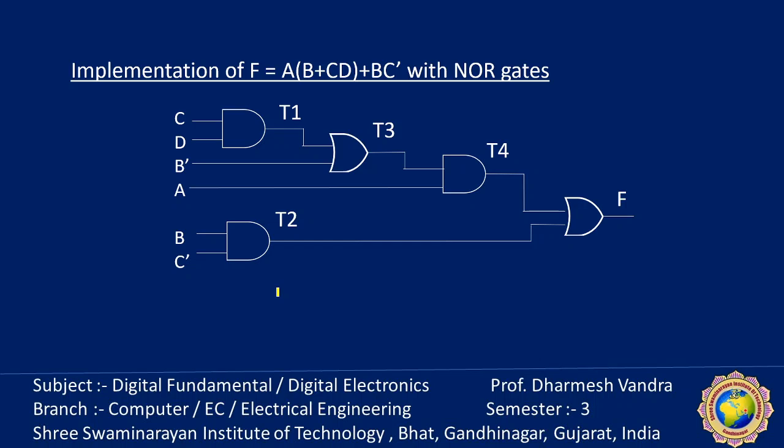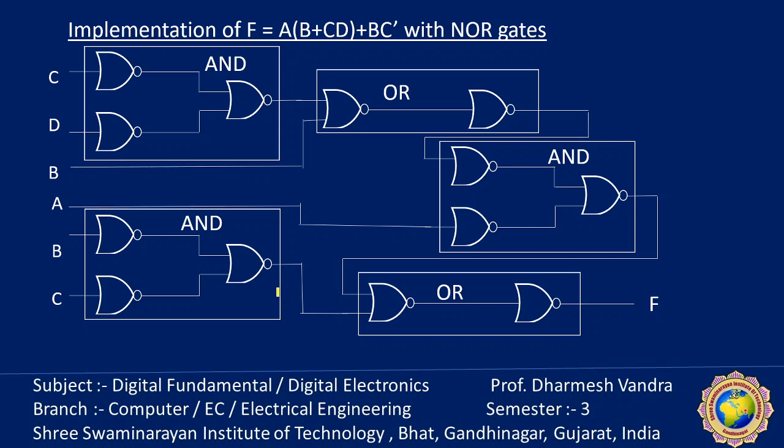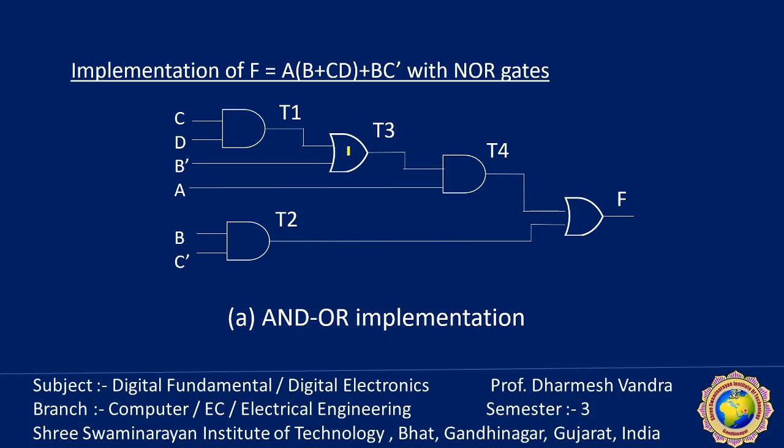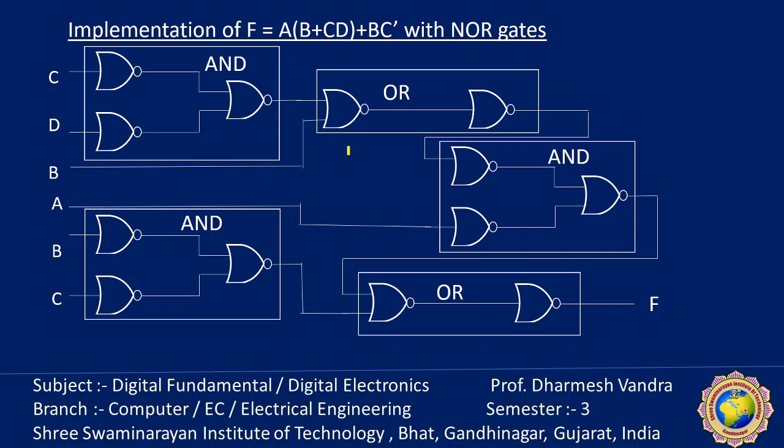So the AND gate is replaced by first complement and then NOR. The AND-OR gate is replaced by two cascading NORs. So AND-OR in this way. Now here, see, this NOR and this NOR can be cancelled out because the X can be used directly here.